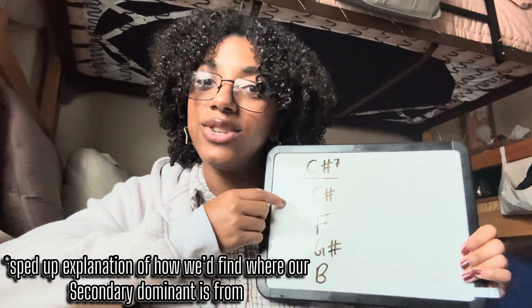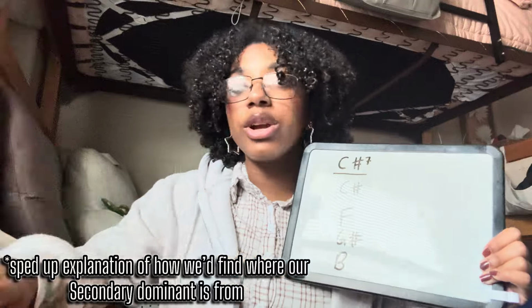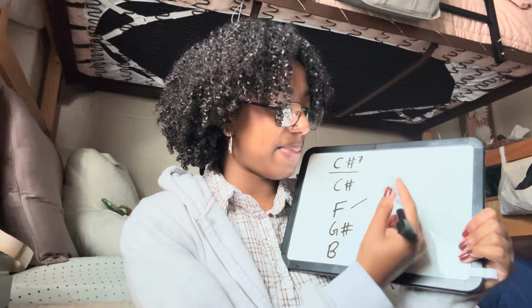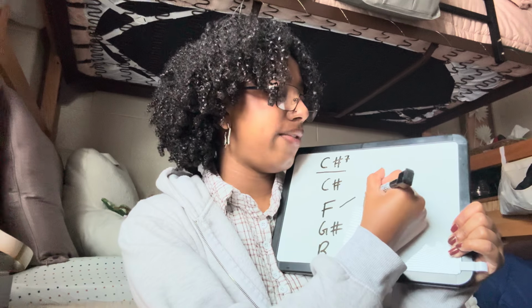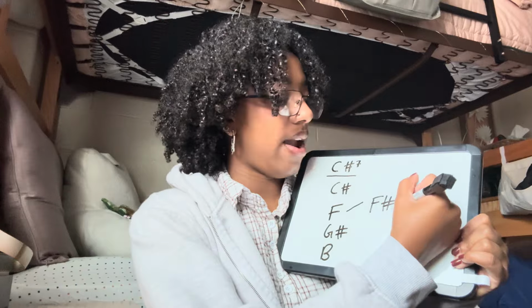So if we look, we have a C sharp, an F, a G sharp, and a B. What we're going to do is take the third of the chord and raise it by a half step, which would make this F an F sharp, which is how we get our F sharp minor chord.